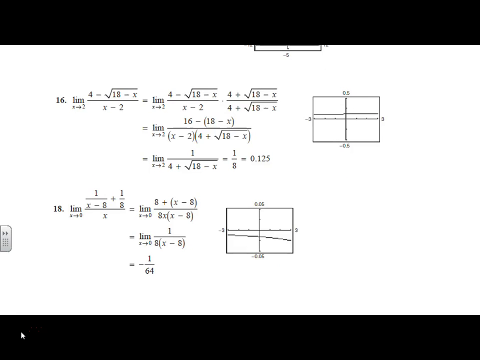Number 16. The final answer, multiplying by a conjugate. Did you guys figure out the difference between factoring and multiplying by a conjugate? What was there in this problem that made us multiply by a conjugate? The radical. Good, the radical says multiply by the conjugate. You end up with 1/8. Number 18, how did you end up at -164 if you couldn't factor or multiply by a conjugate? What was new in number 18? Yeah, complex fraction. A fraction in a fraction.